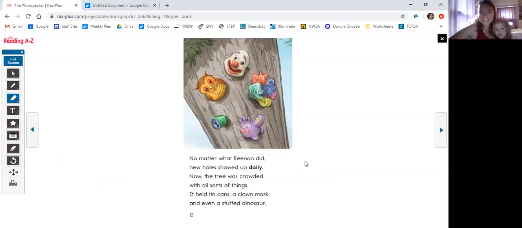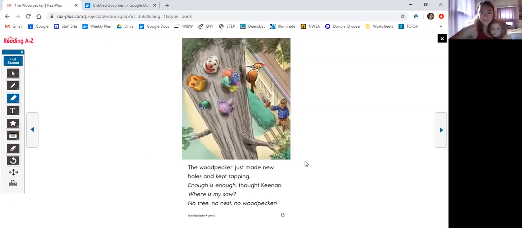Oh, what is Kenan doing on this tree, friends? All right, pause your video and read the words on these pages now. Pause your video and read the words on these pages now. Oh, it's getting silly.